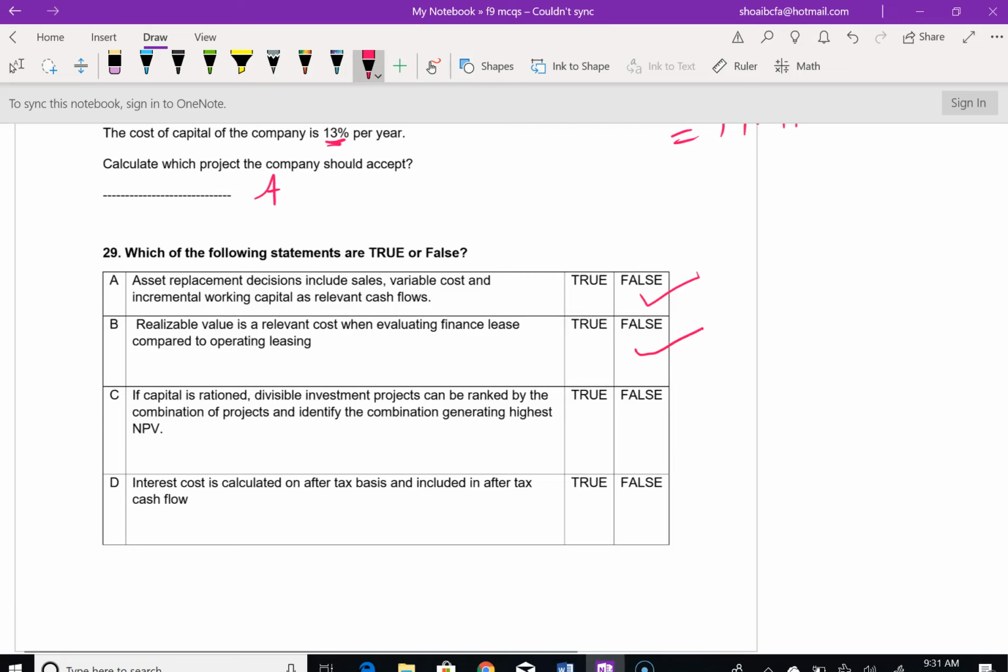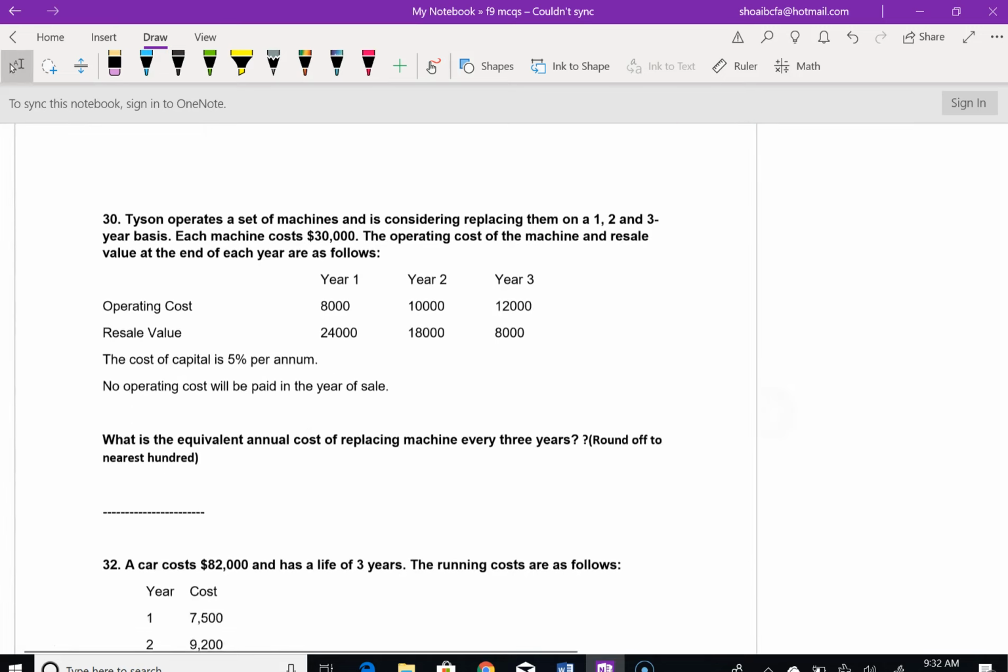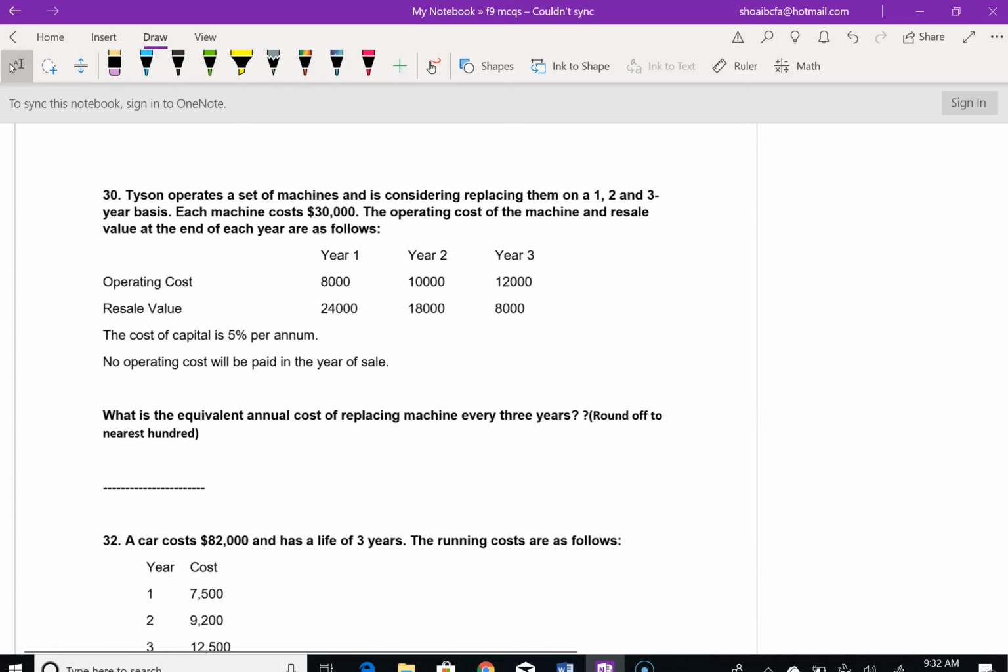If capital is rationed, divisible investment projects can be ranked by profitability index, not by the combination. So this is false. Interest cost should not be included in the cash flows because it has already been included in cost of capital. So it is also false. Okay, let's move to the next question.